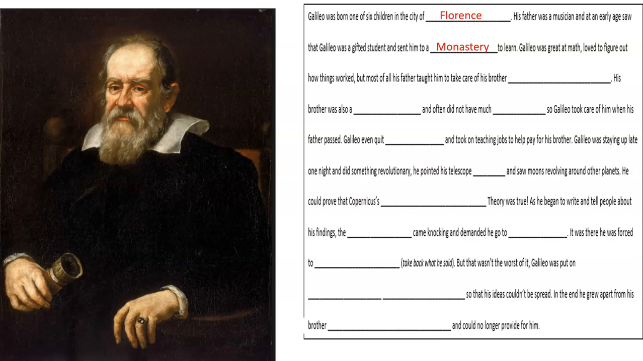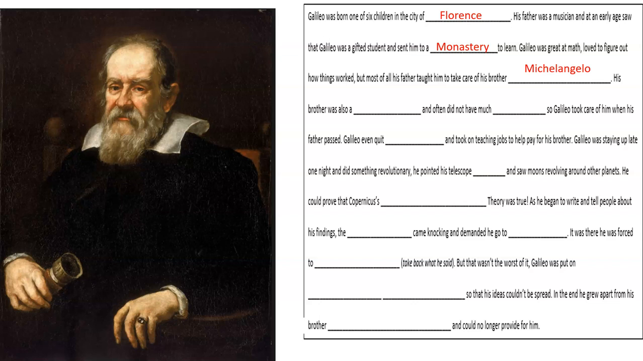So point is this, he goes to the monastery, he's gifted at math, he knows numbers, he wants to figure out how things work. Like, he's very, very smart. And one thing that his father taught him was always, Galileo, look after your brother, Michelangelo. No matter how smart you are, that's the thing I need you to do. Take care of your brother. Like, family is most important.